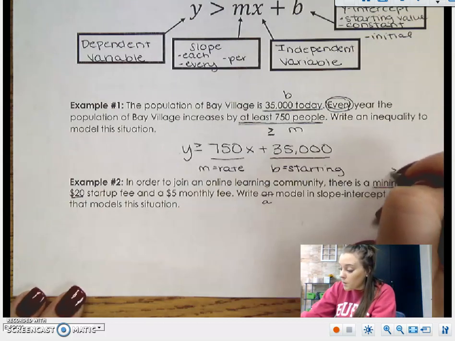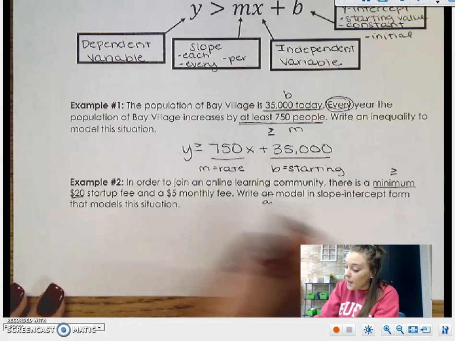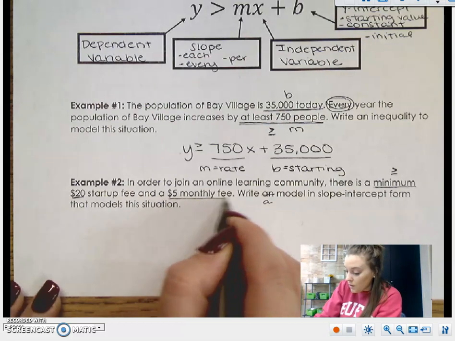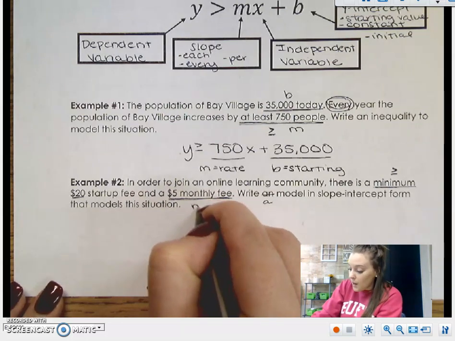So we know I'm going to be using the greater than or equal to sign again, because this online community costs at least $20. A $5 monthly fee, that's going to be my rate. That's what's going to change every month. So that's going to be my M.